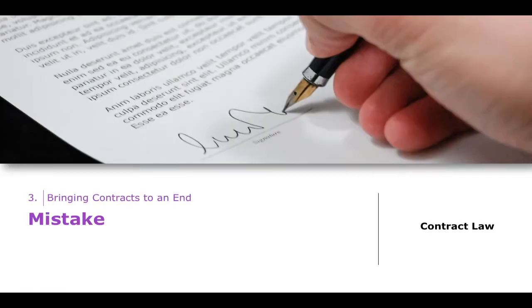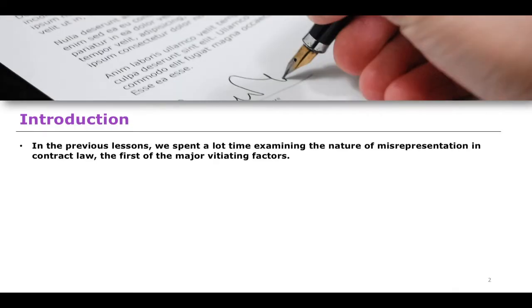In this lesson we're going to talk about the next major circumstance in which we can bring a contract to an end, and this is by reference to the doctrine of mistake.